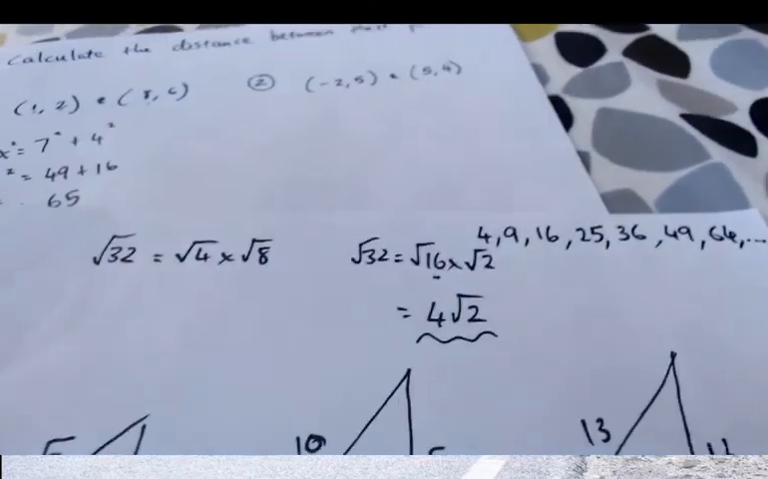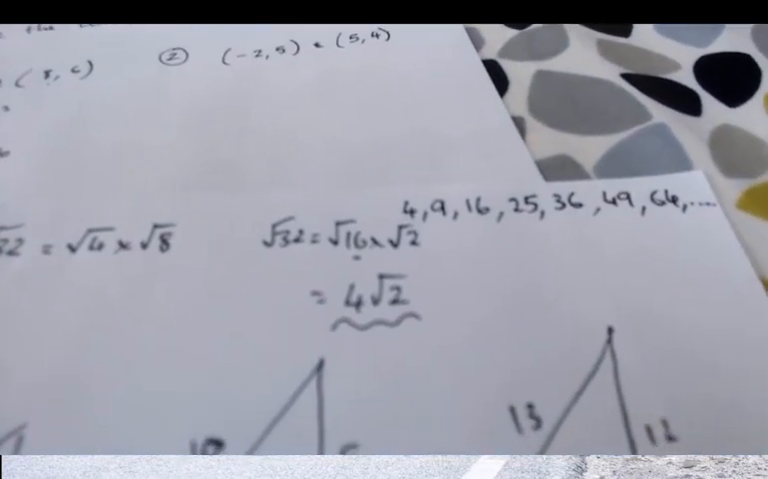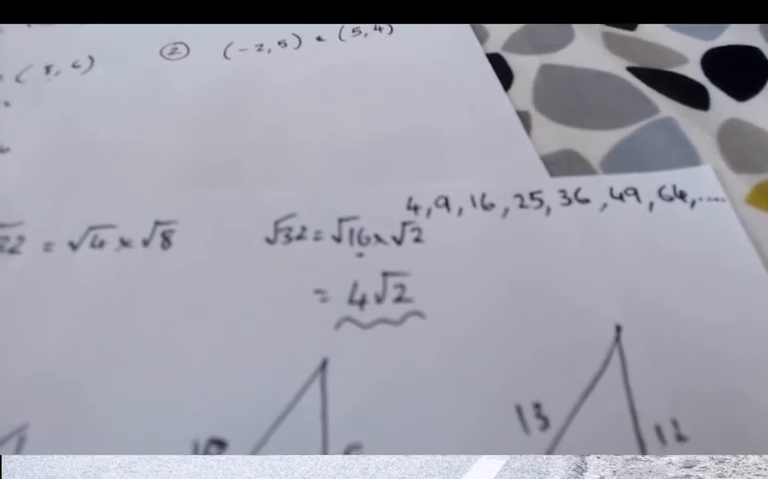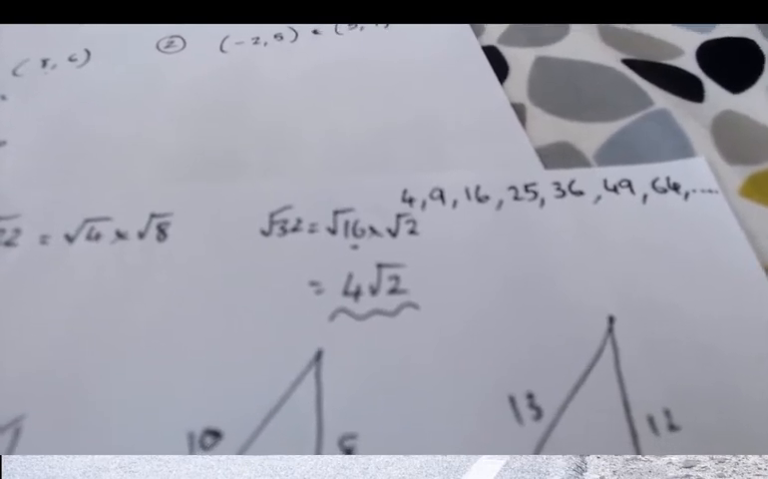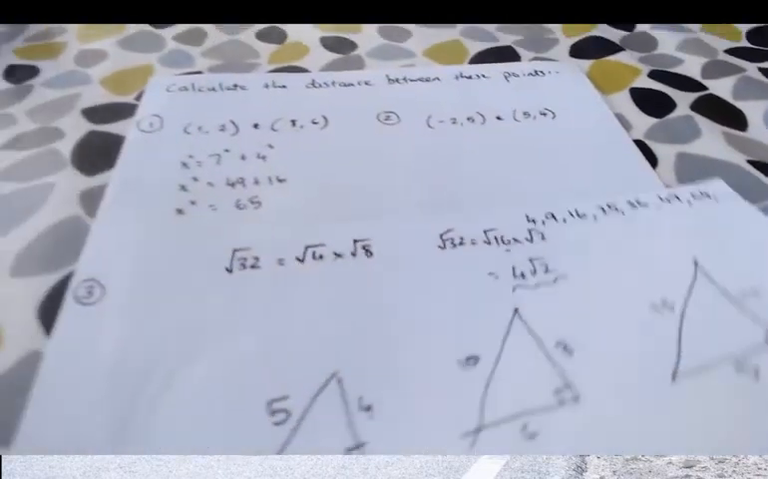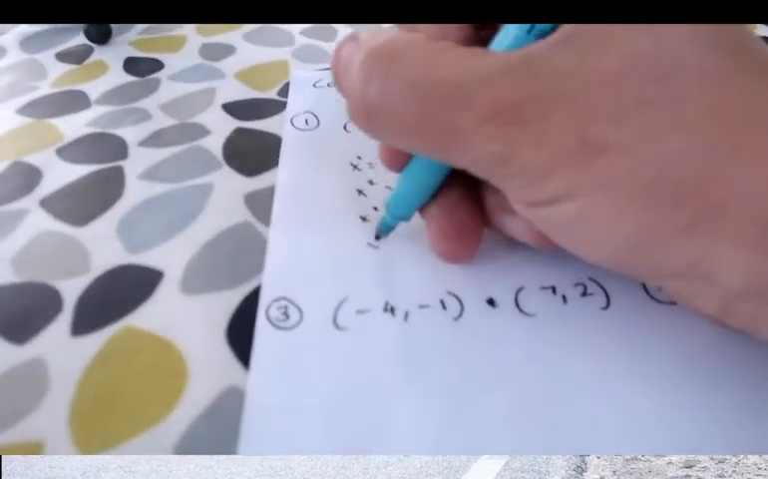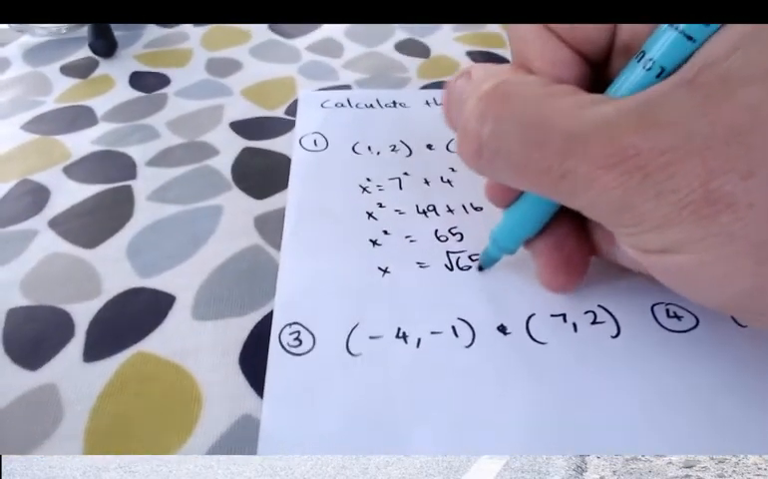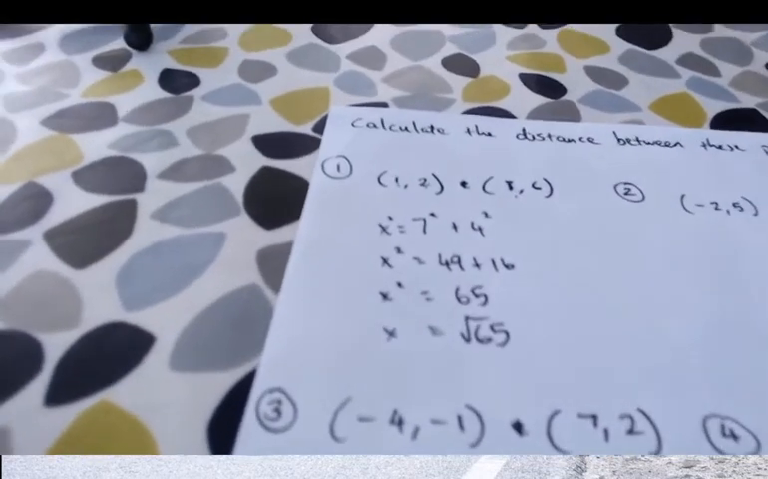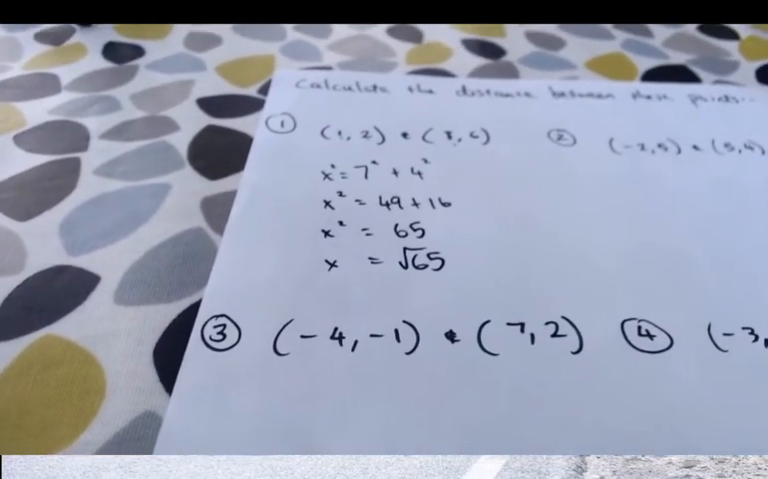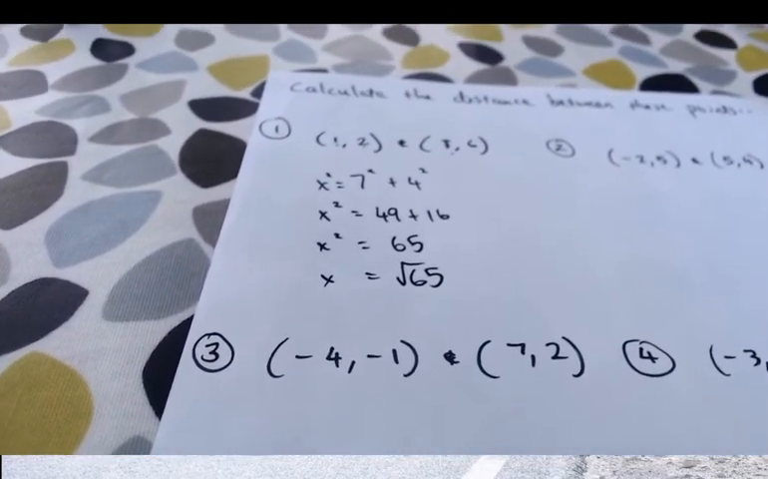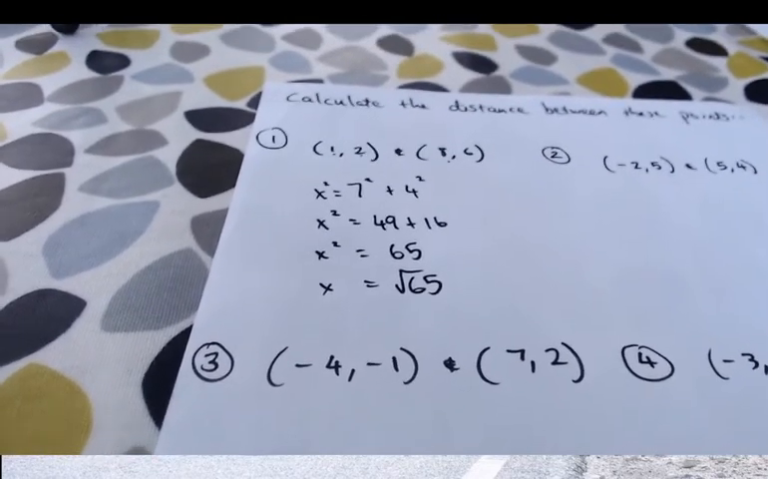So I'm looking at my list of square numbers. I need two things at times to make 65. One of them has to be on that list, and there isn't. So my final answer for this is just going to be root 65. We don't need to change it to a decimal at this level of maths. We are absolutely delighted to use SUDS.